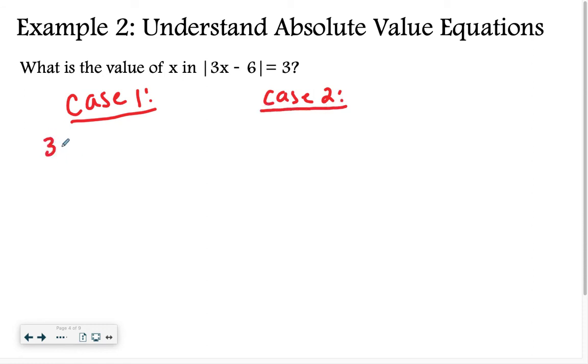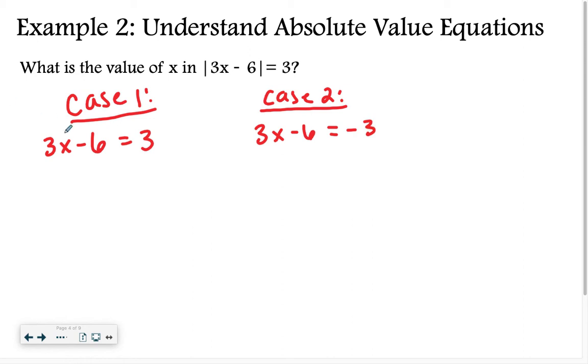Case 1, you just copy whatever's in your absolute value and basically just copy the problem the same way. Case 2, you copy everything from inside your absolute value, but instead of equaling a positive 3, I'm going to set it equal to a negative 3.